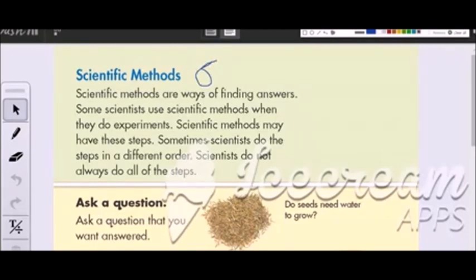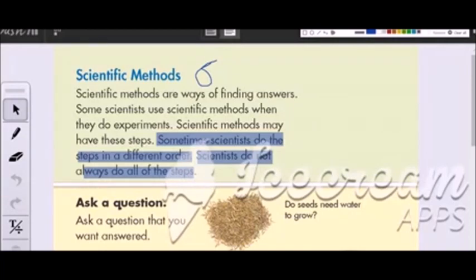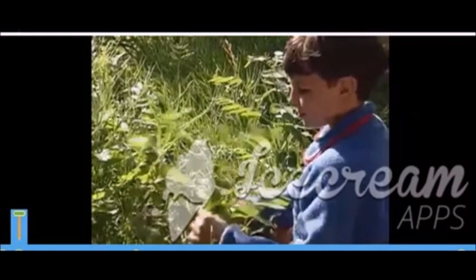There are 6 scientific methods. Scientists use these methods to study something or to do experiments. Sometimes scientists do the steps in a different order, which means they may do the second step, the fourth step, or step number 6. And sometimes they don't do all the steps. They may only do 3 steps and so on. Let's watch the video together.